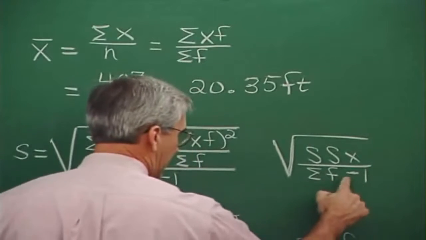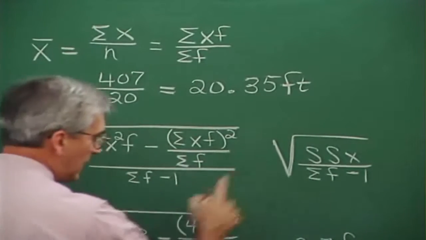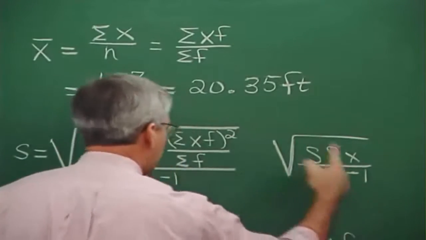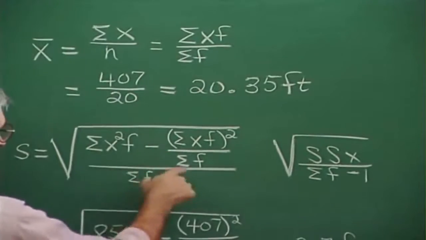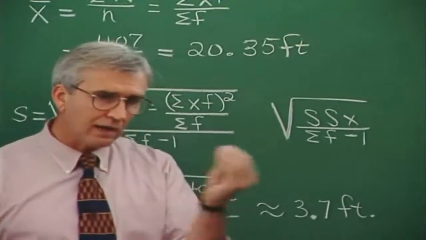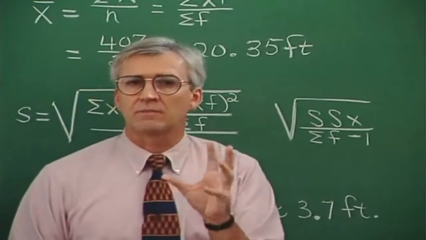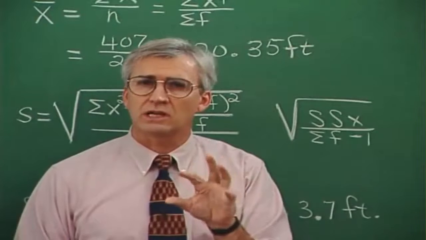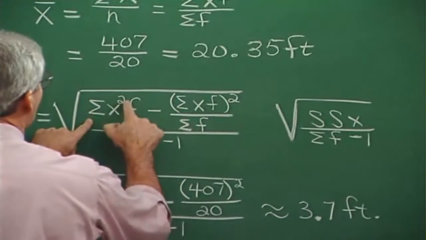It was actually n minus 1, but we're using the sum of f minus 1. A way to transition would be to start here and go to that, remembering that SSX is this business. Notice that I've already popped in the frequency, the little F designation here. Once you go through this process just a couple of times, you will almost automatically say the sum of x squares.